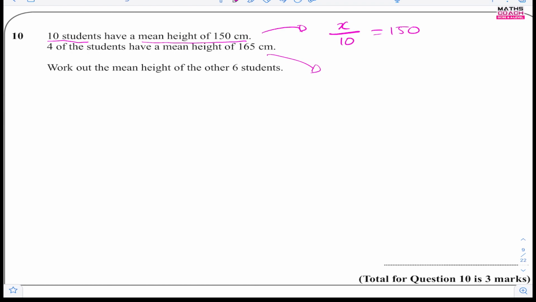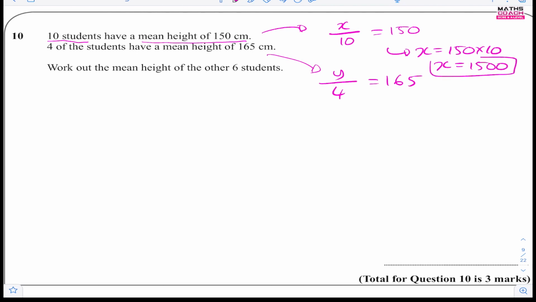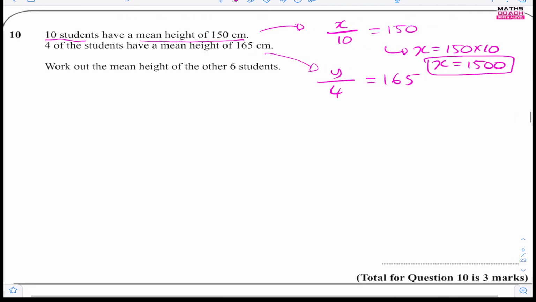And if we have a look at the second one, we are told that 4 of the students have a mean height of 165. That means something, let's call it y, divided by 4 of these students is equal to a mean height of 165. Now, if we work these out, x would be equal to 10 times 150, so 150 times 10 gives us 1,500. And same thing for y, we do 165 times 4.